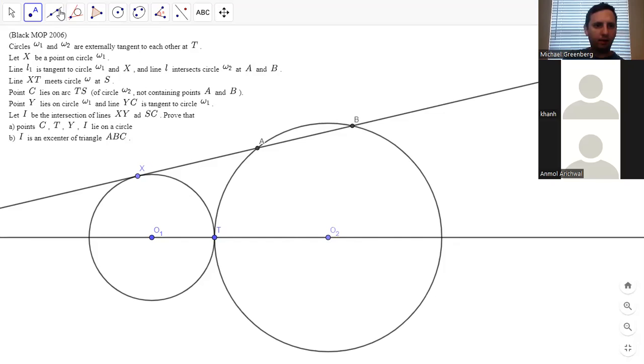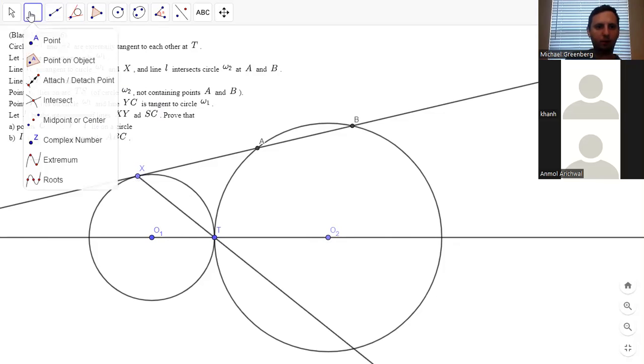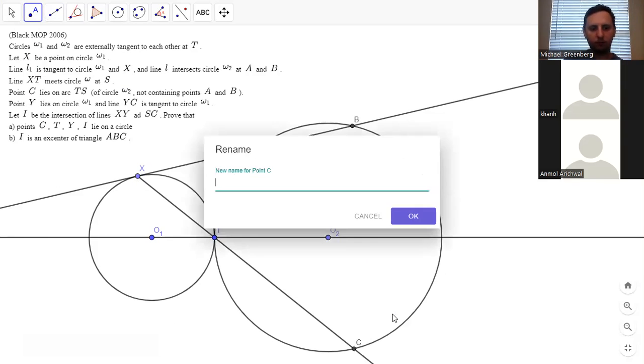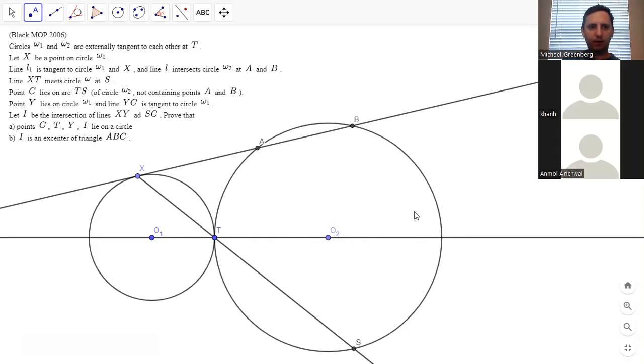XT meets the circle at S. What's circle omega? I'm guessing they mean omega 2. I'm going to assume that for now. So this is S. And then C lies on TS. So this arc, I guess C is any point.